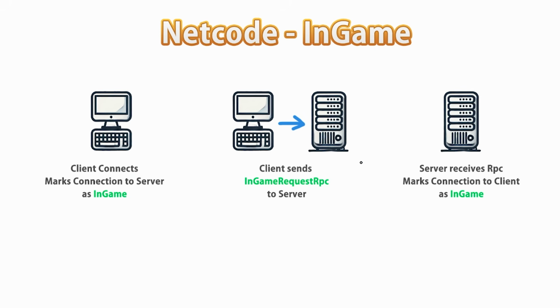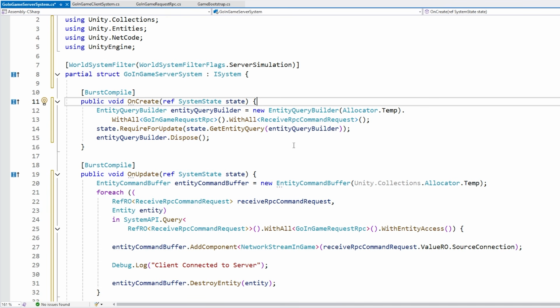Okay, that's it. So with this, we have implemented all three steps. The client marks it as in-game, the client sends the RPC, and the server also marks it as in-game. So let's go ahead and test.